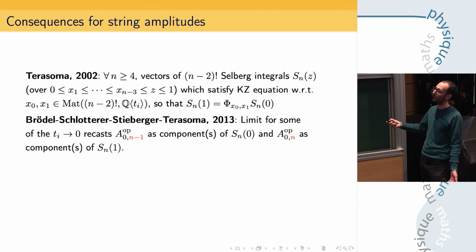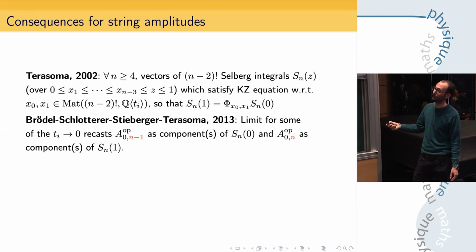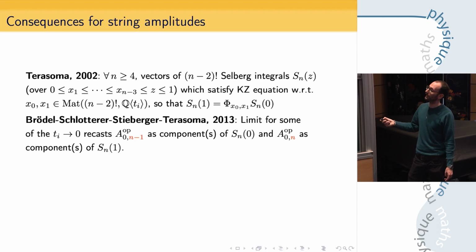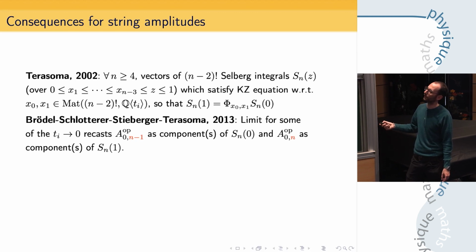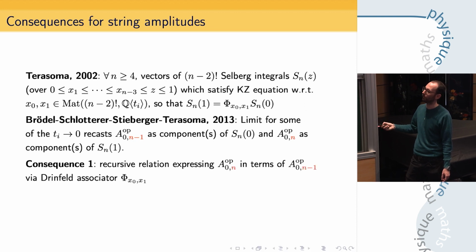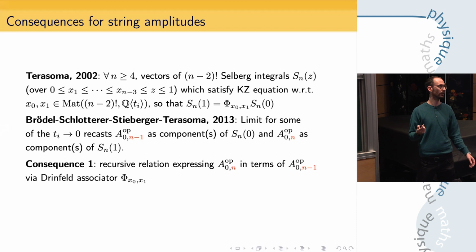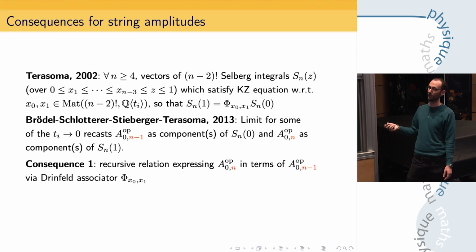And this was applied in 2013 together with these three physicists by taking some limits for the Ti's going to 0 to recast the open string n minus 1 point amplitude as a component of Sn of 0, and this one with n strings as a component of Sn of 1. Therefore, because of this kind of equation, they could express A0n open in terms of A0n minus 1 open. So they found these recursive relations on string amplitudes, which are governed by the Drinfeld associator.